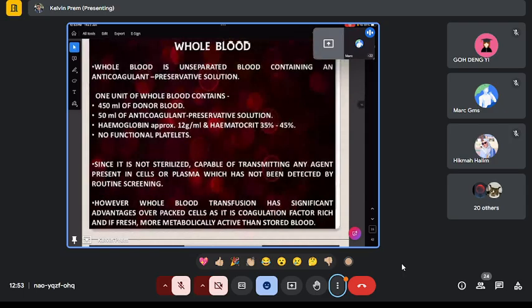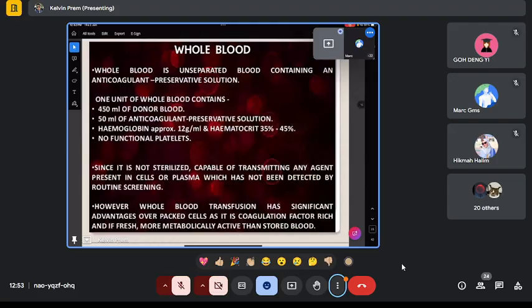So one of the main components of blood transfusion is whole blood. This blood is unseparated. It contains all of the blood components. Whole blood is 450 mils of donor blood with about 50 mils of anticoagulant preservative solution. It carries about 12 grams per deciliter of hemoglobin, and the hematocrit is about 35 to 45%. This is usually not sterilized. It's capable of transmitting agents in cells or plasma.